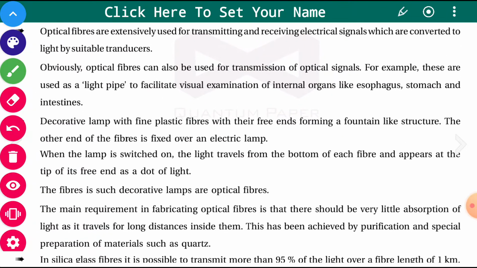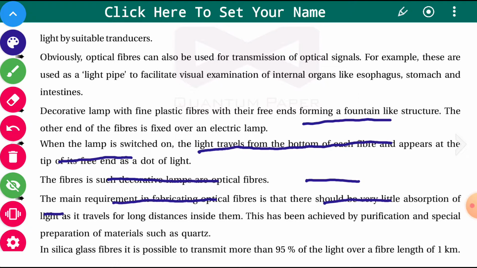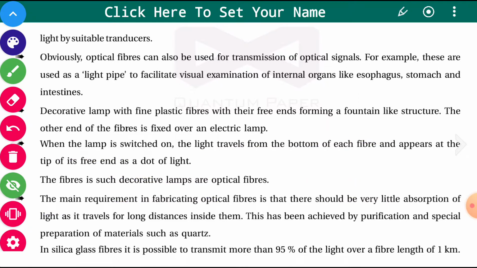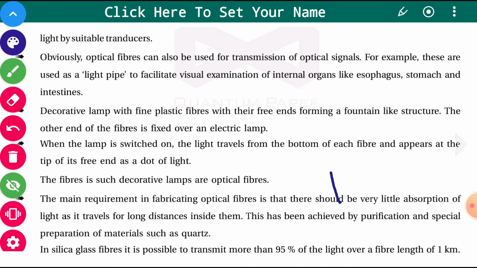Decorative lamps are also made by these optical fibers. When the lamp is switched on, light travels from the bottom of the decorative lamp and reaches the tip of the fiber. Some decorative lamps like this are available in the market. If you put the lamp here, then what will happen? When you switch the lamp on, the light will travel in this direction and at the tip you will have a bright spot here. So it is a very beautiful decorative item.